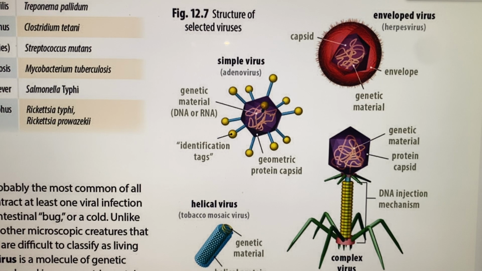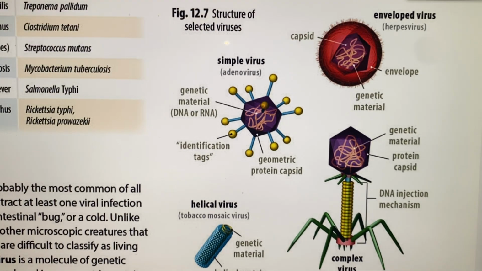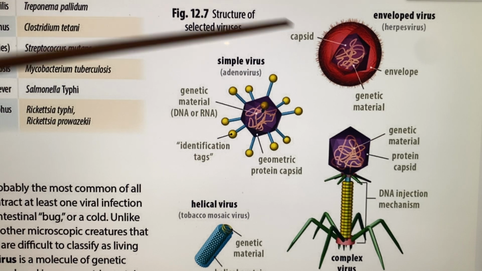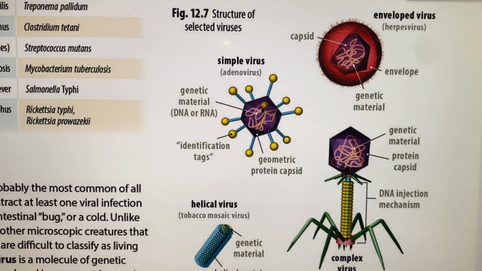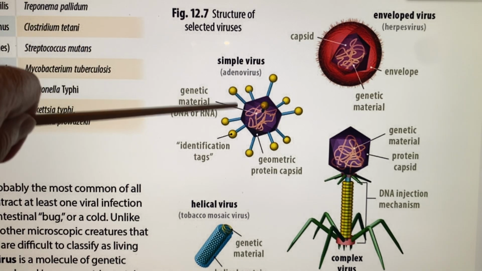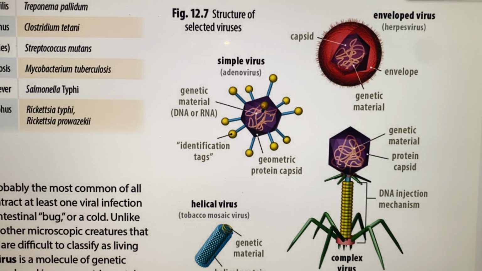The ribosomes, let's look at these pictures here. These are different ones. Here we've got the capsid. This is the herpes virus with the envelope and the genetic material in here. Here's the adenovirus, a simple virus. You see they have these spike proteins, kind of like COVID. And they have genetic material, DNA or RNA, and identification tags. The spike proteins are its identification tags, and this geometric capsule here.